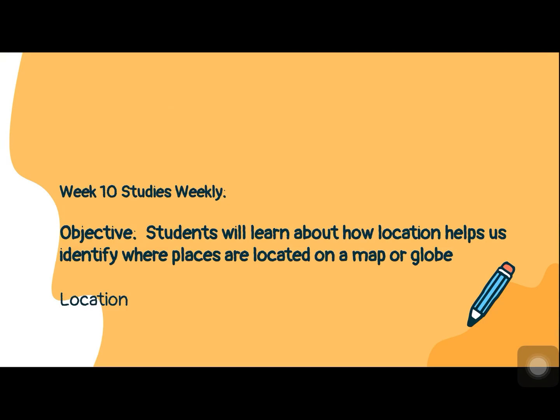Our objective is that students will learn about how location helps us identify where places are located on a map or globe, which is location. We have been talking about the 5 themes of geography. Today we're going to spend some more time on location, which is one of our 5 themes that we were introduced to last week.